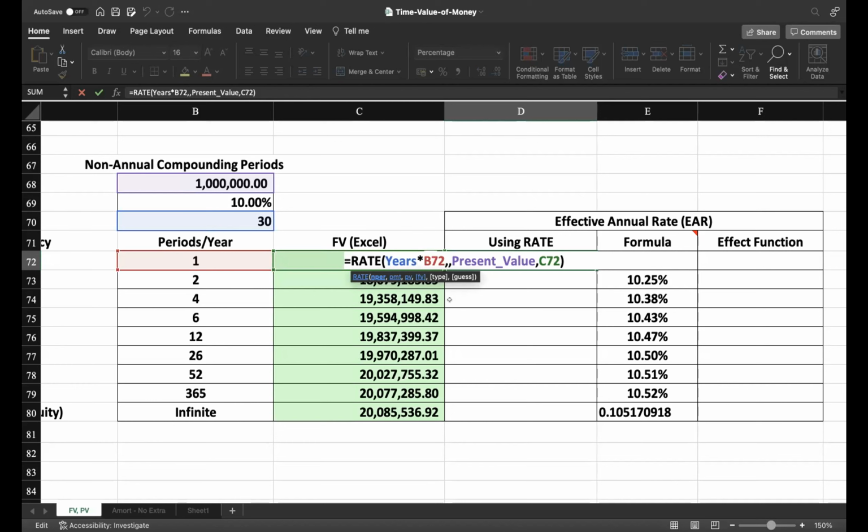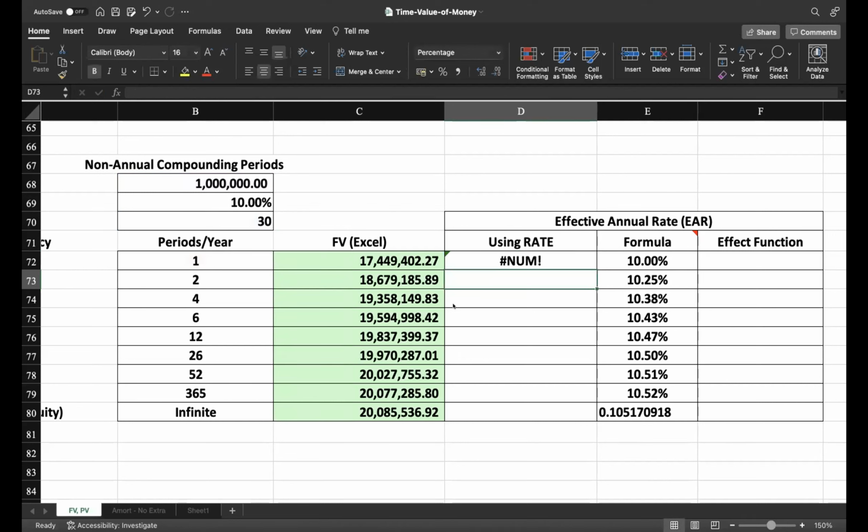Okay. Present value. Okay, sige, enter. All right, guys, bakit nag-error? Anyone, please? You know this, guys. You know the answer why. Thank you, Selena. Tama. Very good, Selena. Thank you so much.